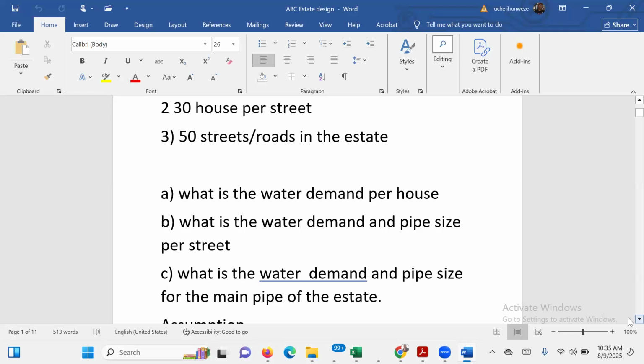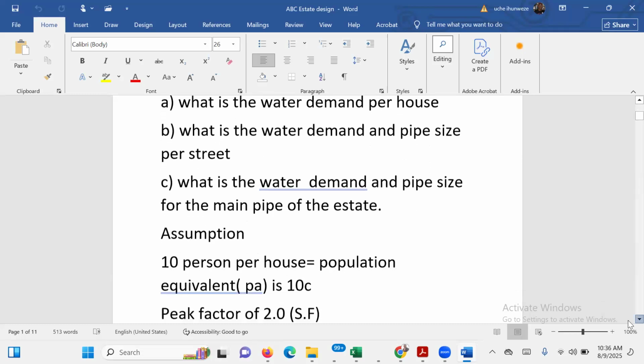So already, if I ask you to calculate the population equivalent, it will be 50 times 30 times 10. And that will give you 15,000, right? So this is more like saying we're designing for a 15,000 population equivalent or 15,000 per capita. Okay, that's just what it means. So let us solve this problem before we go to the ABC design.